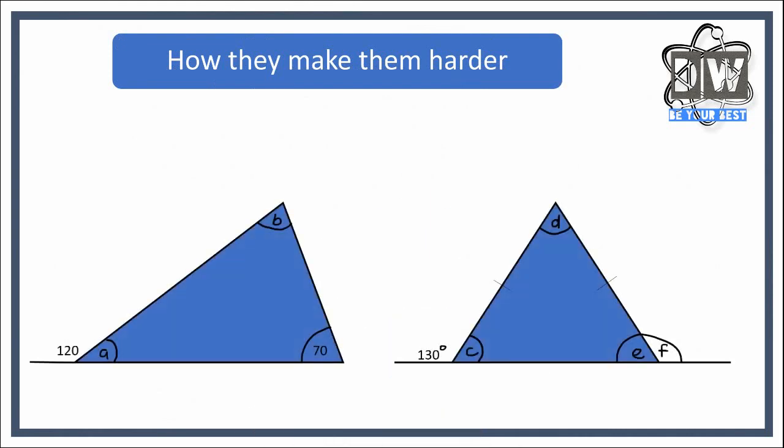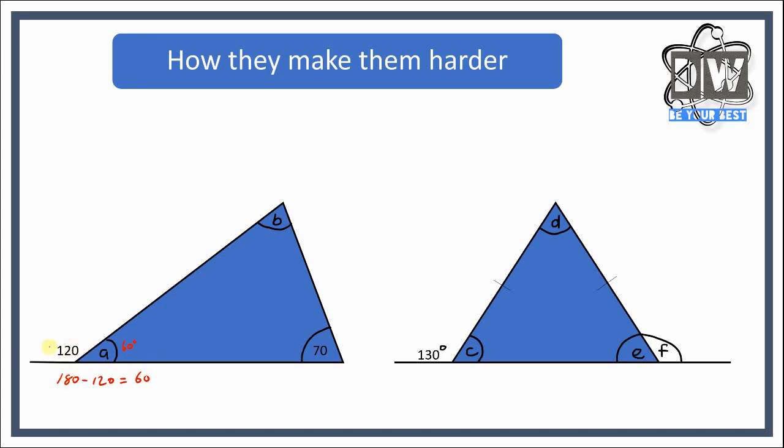So let's go through the first one together, this one here, and then you're going to give the next one a go on your own. So here we go, we've got a straight line. Can we see this is a straight line? Straight lines are worth 180, so all we're going to do is take 180, take away the 120, and that gives us 60. And that's 60 degrees.